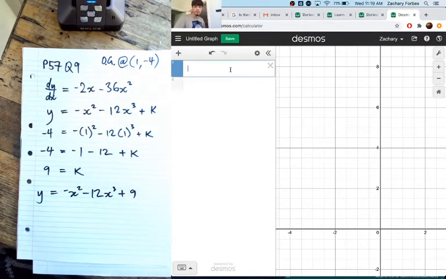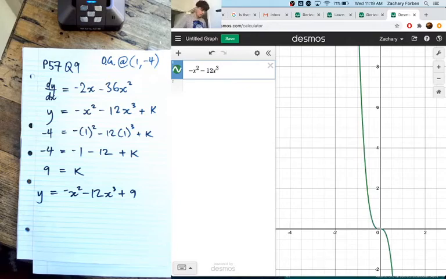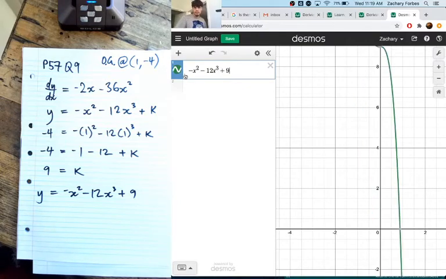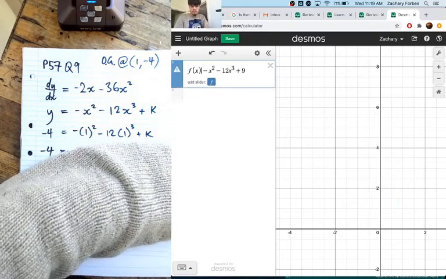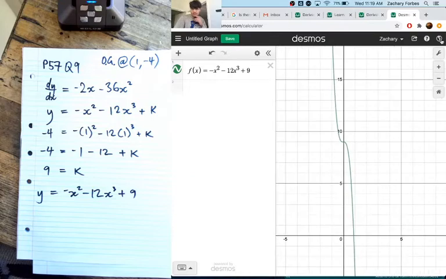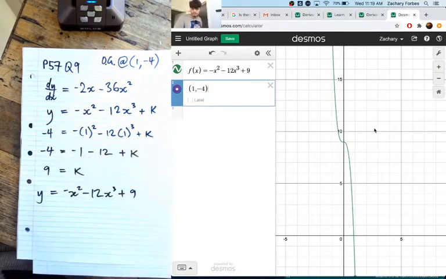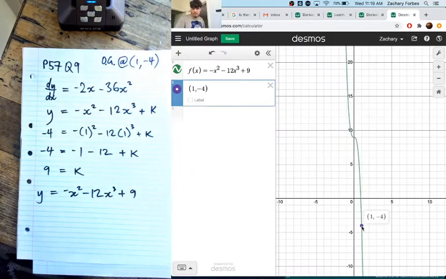Let's have a look and confirm. Actually, we're going to do it backwards just to confirm, eh? So -x to the power of 2 minus, whoopsies, 12x to the power of 3, and then plus 9. So what we'll do is I'll make that a function and zoom out Desmos to make it look prettier. Still a little ugly. Let's check that that passes through 1 and -4. Yes, it does. So you can see that it passes through that point. So we must have got our substitution correct.